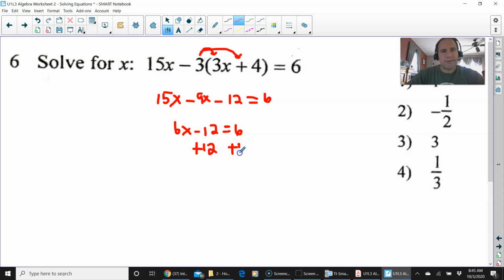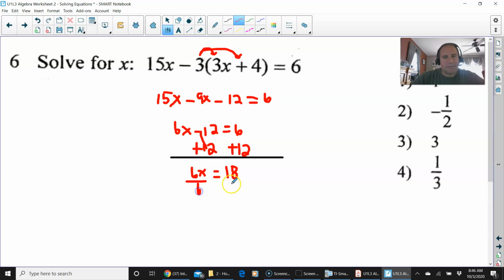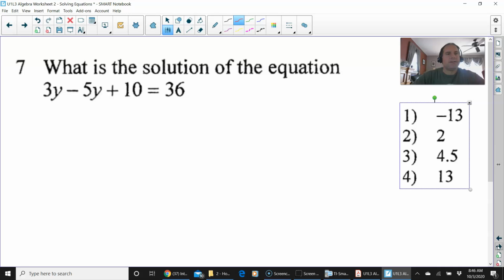You add 12 on both sides, and you would have this cancel. You get 6x equals 18, and you divide by 6 on both sides, and x equals 3. Be careful when you're distributing a negative. All right, so that is just changing all of those signs throughout.